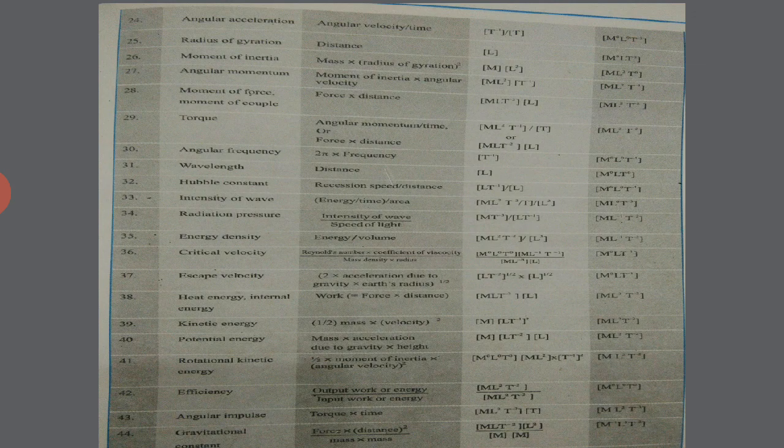Here the formula for energy will remain the same, and the formula for velocity also, critical as well as escape velocity, both will have the same formula. Rotational kinetic energy will also have the same formula. Efficiency will be a dimensionless quantity. This is the fourth case of dimensionless.